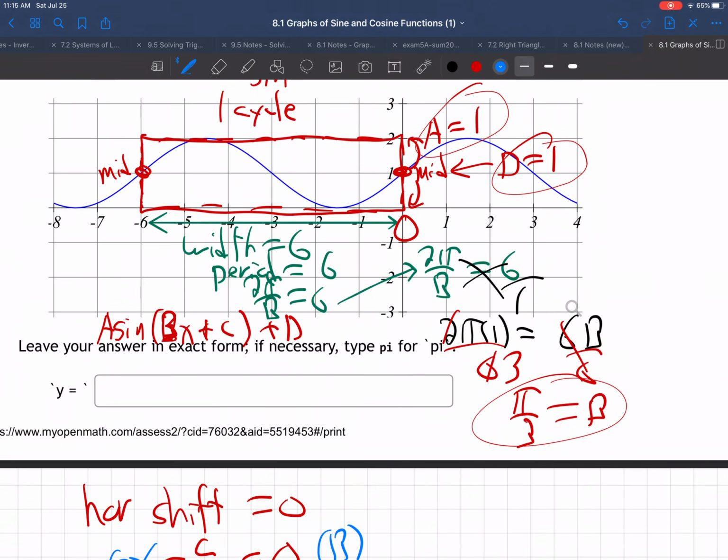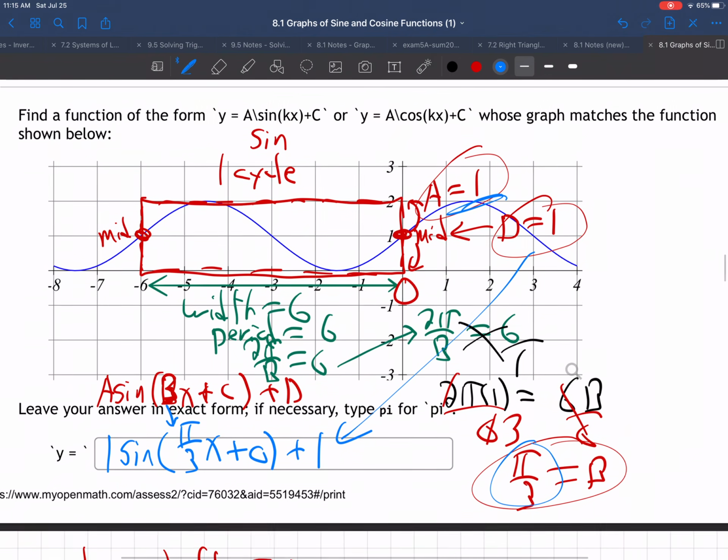So we got everything. What was A? A is 1. So 1 sine, B is pi over 3, right there. X plus C is 0. D is also 1, right there. There's the formula for that sine function.